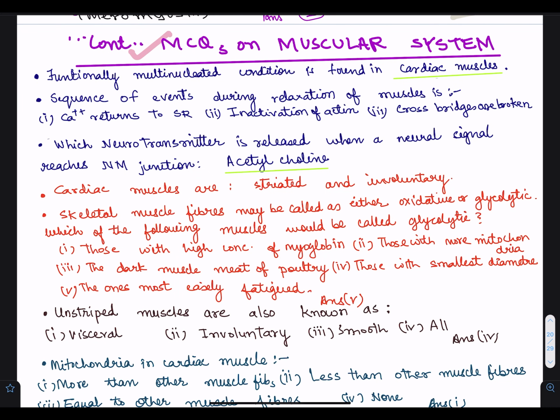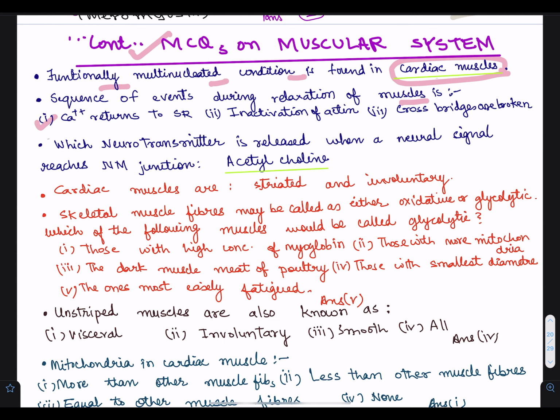You can be asked a question like, functionally nucleated condition is found in, so the answer you have to write is cardiac muscles. Now the sequence of events during relaxation of muscle is, you will be given a few events and you will be asked to arrange them in the correct sequence. So I have already put it in the correct sequence.